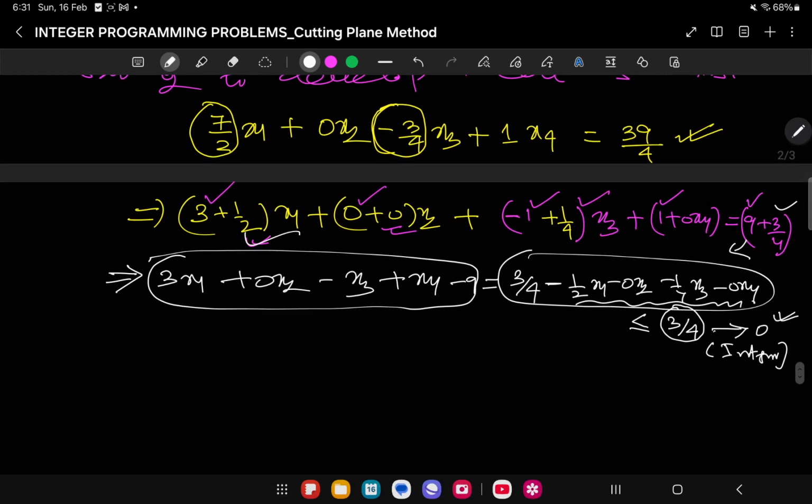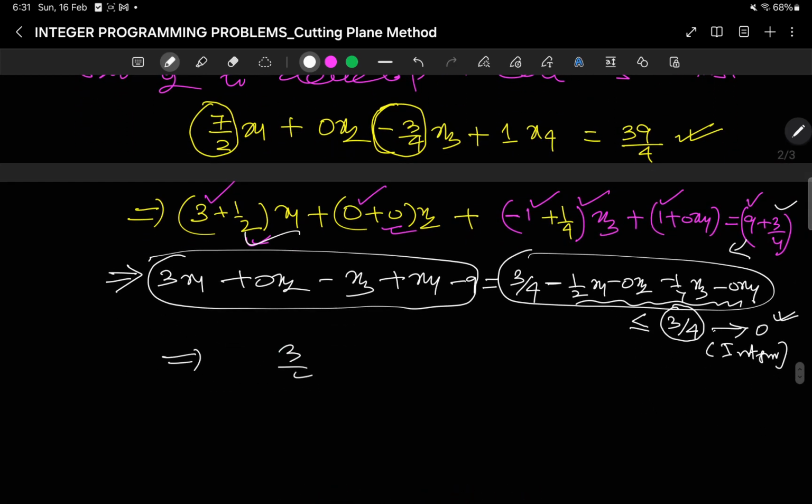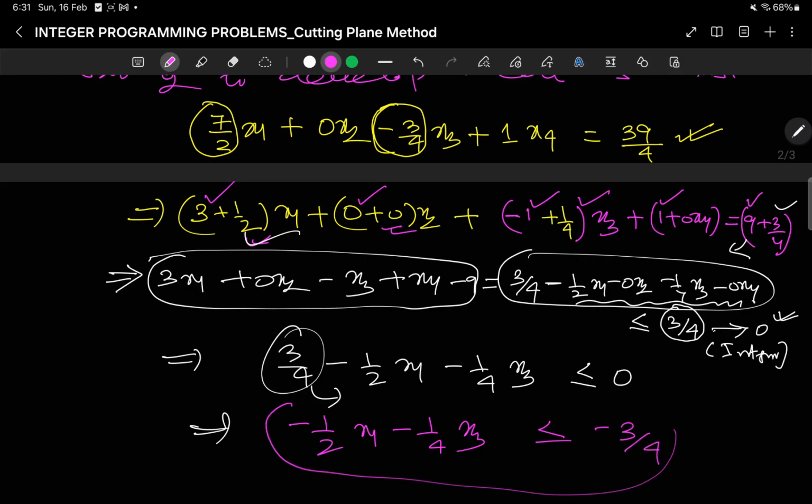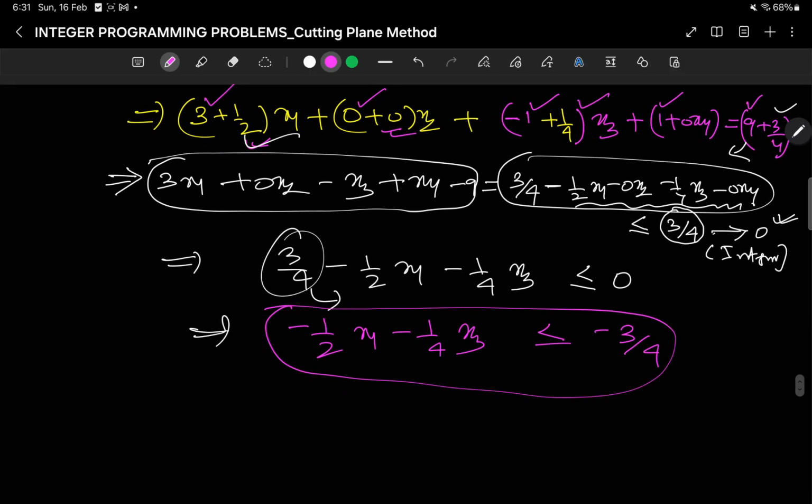So we have a cut. This implies 3/4 minus 1/2 x1 minus 1/4 x3 is less than or equal to 0. I bring this to the right hand side. So I am getting minus 1/2 x1 minus 1/4 x3 is less than or equal to minus 3/4. So this is a cut. I will introduce it as a new constraint, and I add this new constraint.